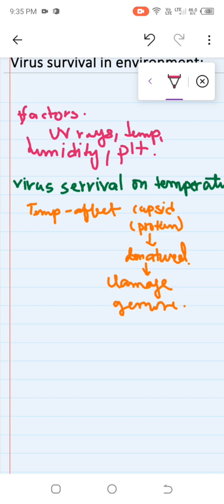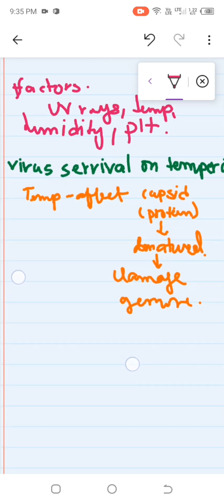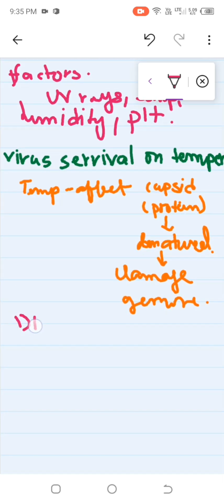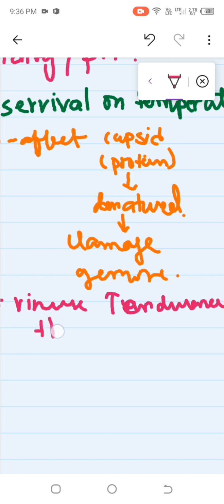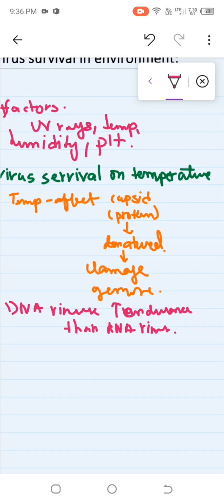It means DNA viruses have the ability to resist and to survive more than RNA viruses, because RNA viruses show multiple mutations since they are not stable. However, DNA viruses are stable. So DNA viruses have more endurance than RNA viruses. And endurance means the ability to resist or the ability to survive.